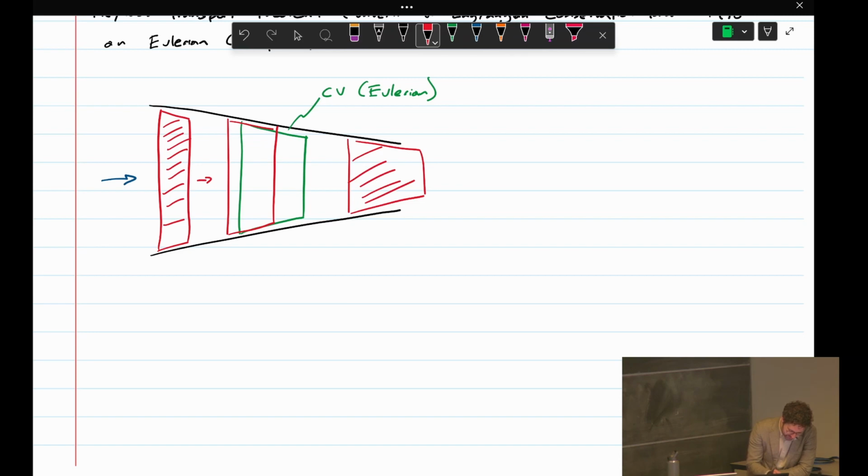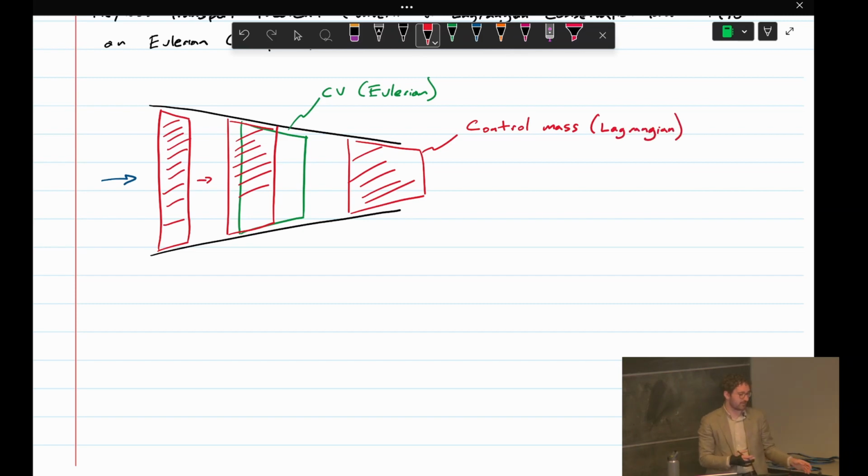So the red blocks are our control masses. So that's an Eulerian perspective. We're going to track a certain volume of fluid as it moves throughout space. So control mass. And when you watch those control masses, you're by definition using a Lagrangian point of view.